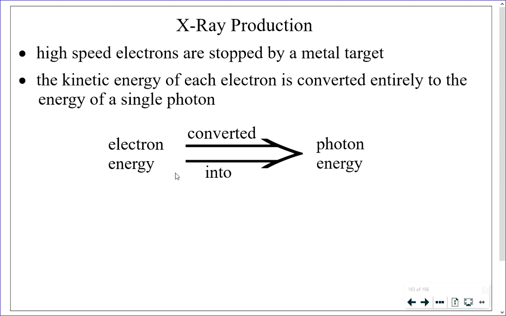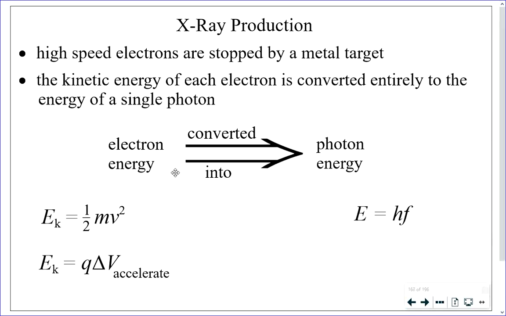There are a couple of ways you can calculate an electron energy. One is 1/2 mv squared. One is q times delta V that's used to accelerate it. You can calculate a photon energy using hf. You can also calculate a photon energy using hc over lambda. And since this is a direct conversion of one form of energy to another, you can always develop an equation by setting any of the quantities on the left equal to a quantity on the right. So 1/2 mv squared equals hc over lambda would be a valid analysis here.